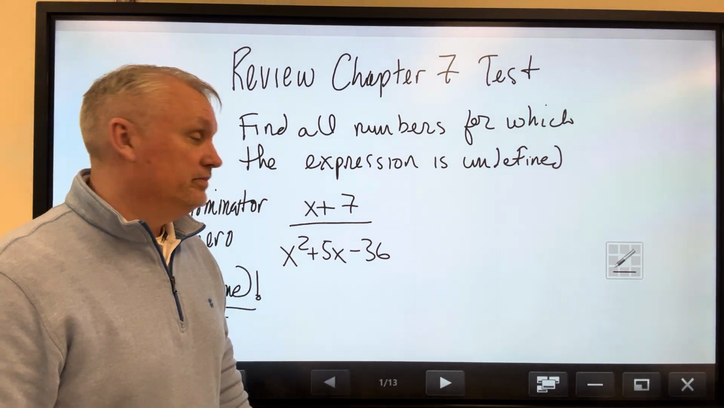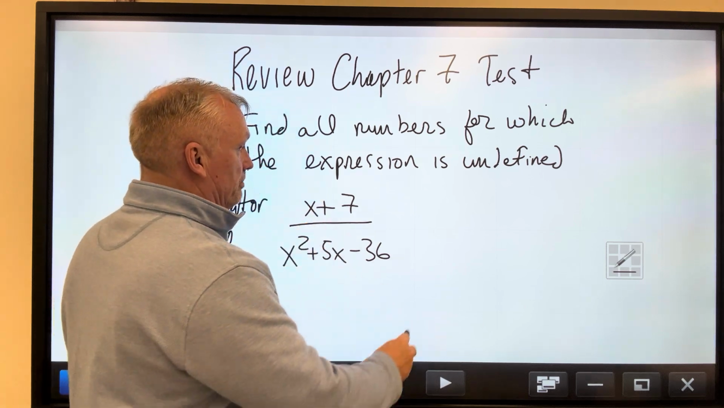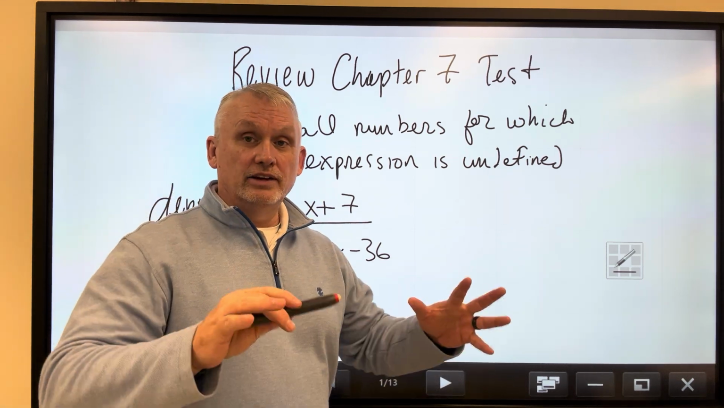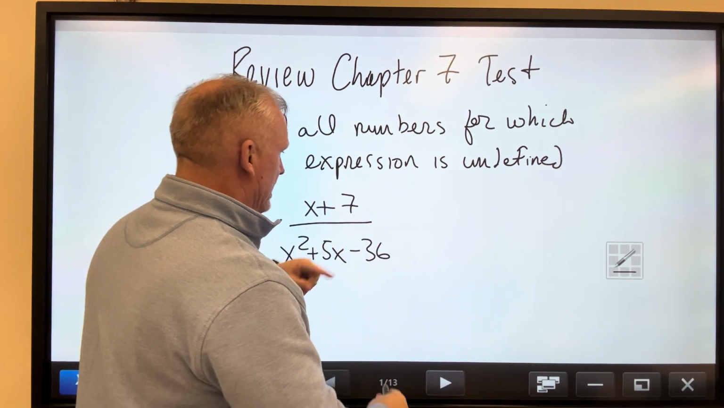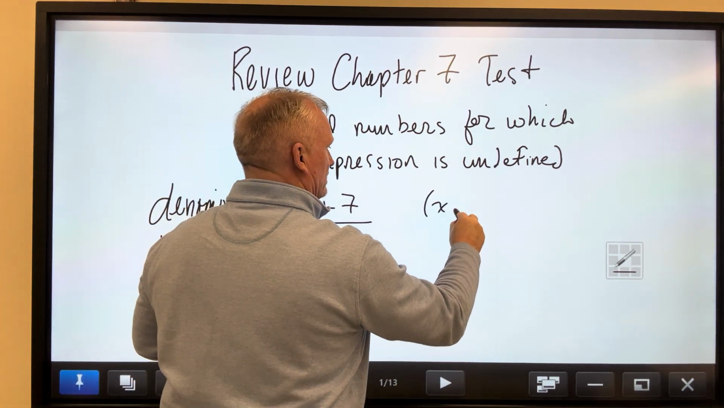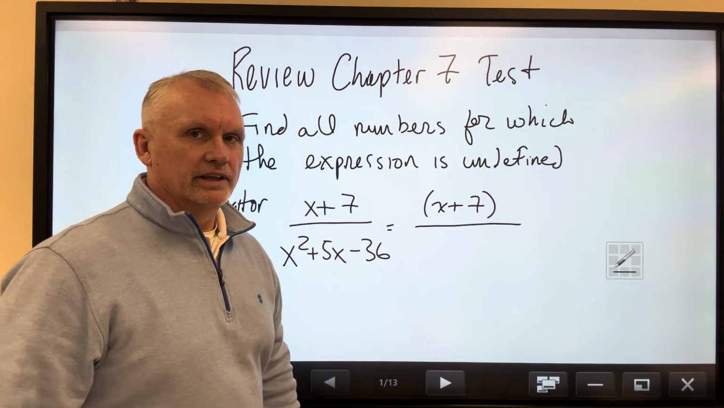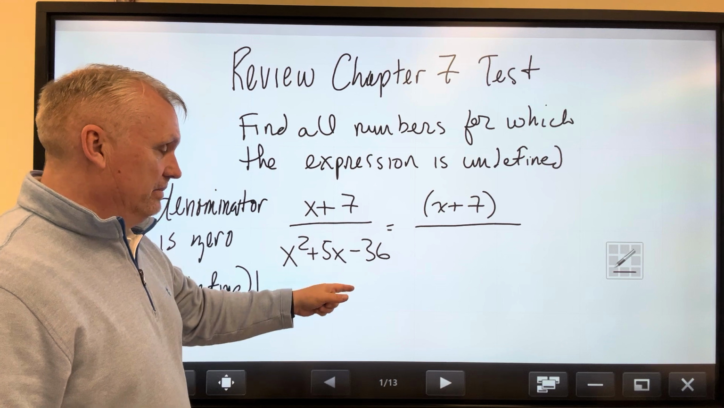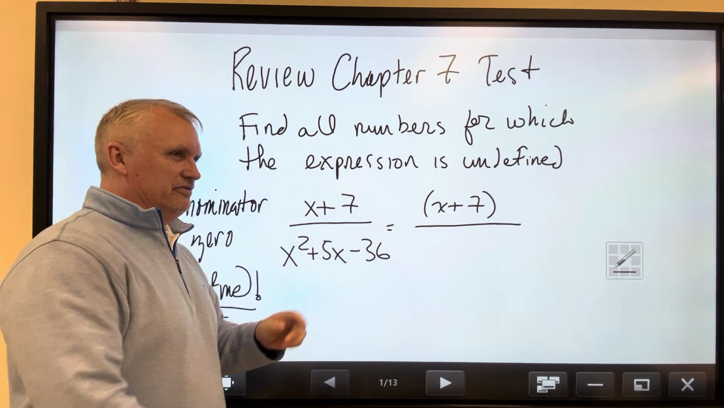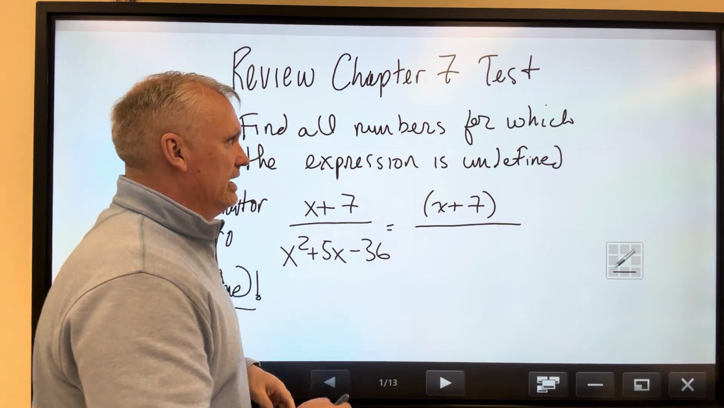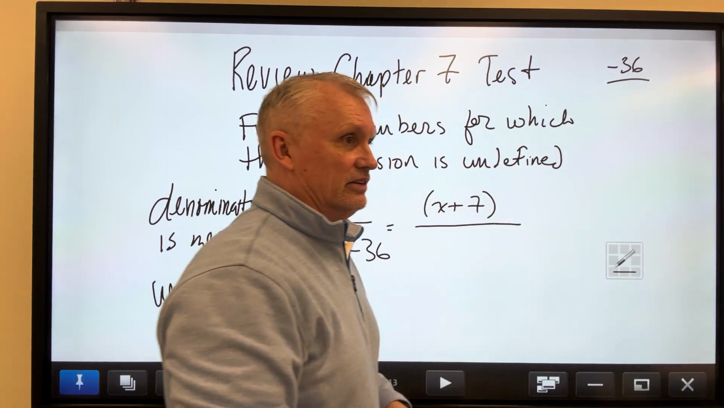So here's what we do. We take this, you never lose factoring. Anytime I do factoring, when I have it factored, I put it in parentheses. That tells me I'm done. In the numerator, x plus 7, there's nothing that I can do with it. On the bottom, the factors of negative 36 that add up to positive 5.